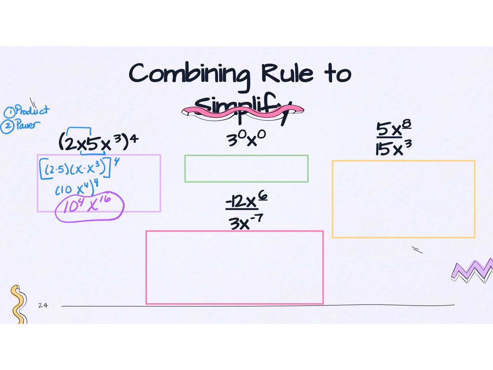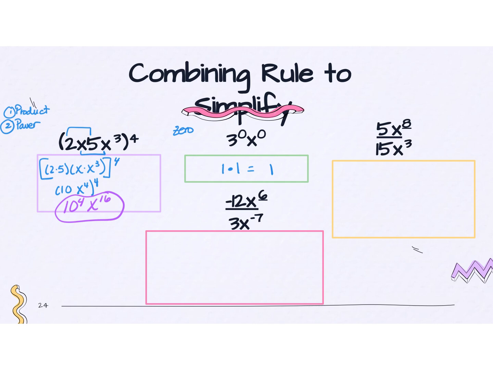All right, let's do it again. This one's super easy. This one adds the 0 rule. So 3 to the power of 0 is 1. X to the power of 0 is 1. This equals 1. Love those kinds of problems.